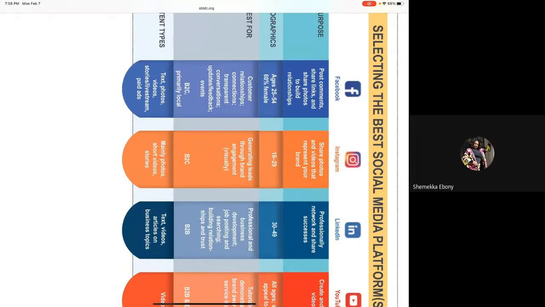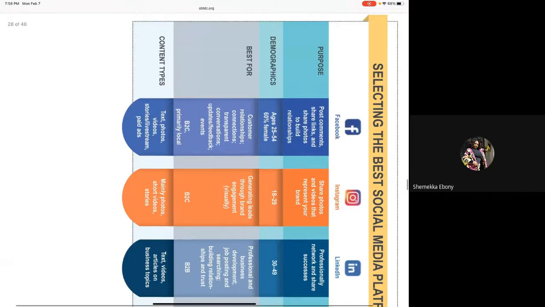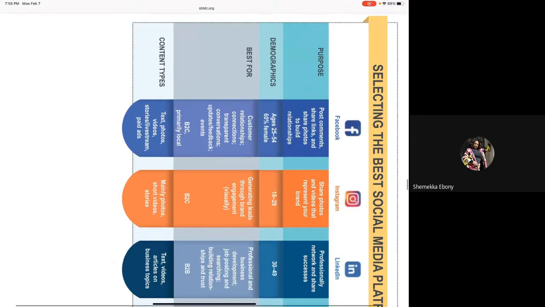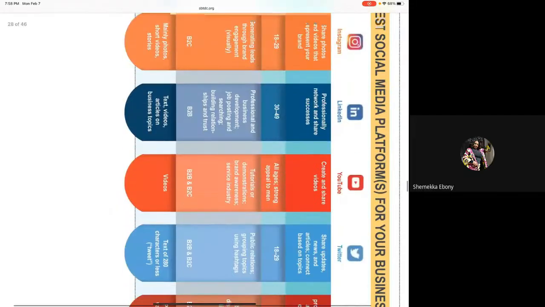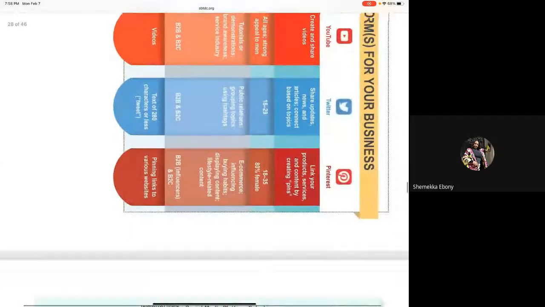You all probably won't be able to see it sideways, but make sure you look at it in the profile itself. I'm looking to see if I can turn it. Yeah, I'm not going to be able to turn it. But this goes over the platforms and compares across platforms.